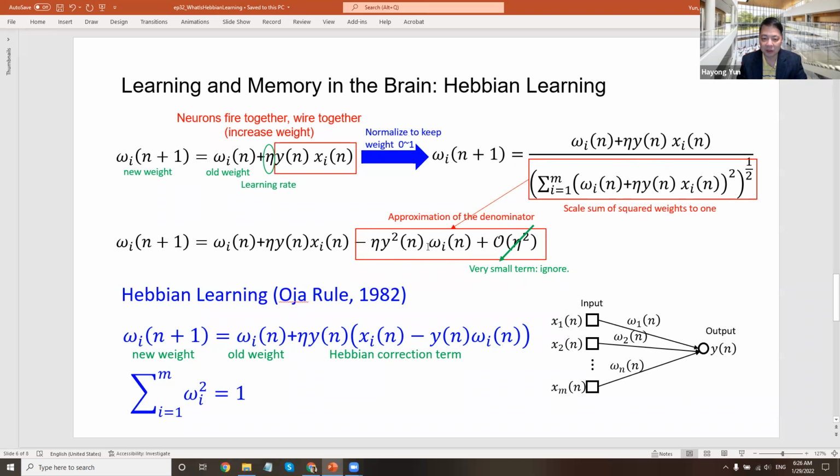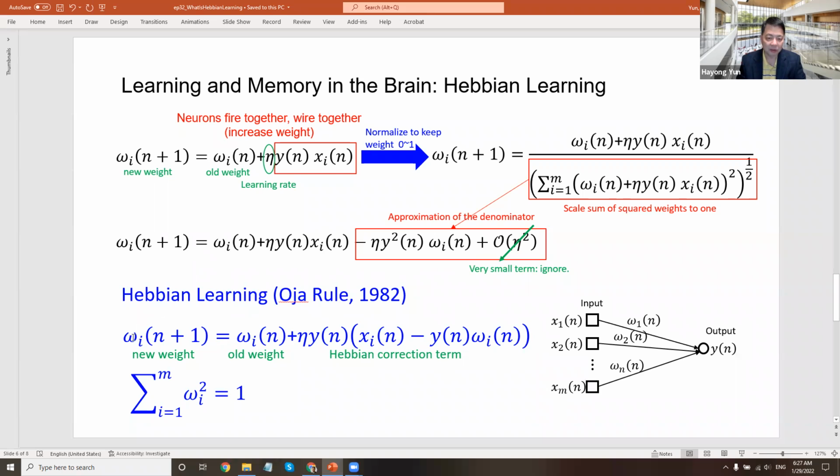So this denominator can be expressed as eta times y squared times omega, the weight. And there are some very tiny terms that you can just ignore. At the end of the day, the new weight is the old weight plus the learning rate times this term, minus the learning rate times this term. We can group them together. Eta y is common, so you get x, and then minus y omega. This is called the mathematical formula for Hebbian learning.